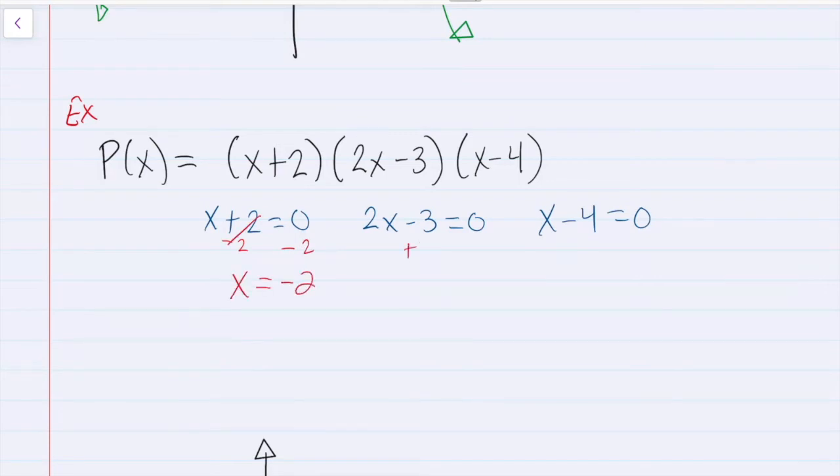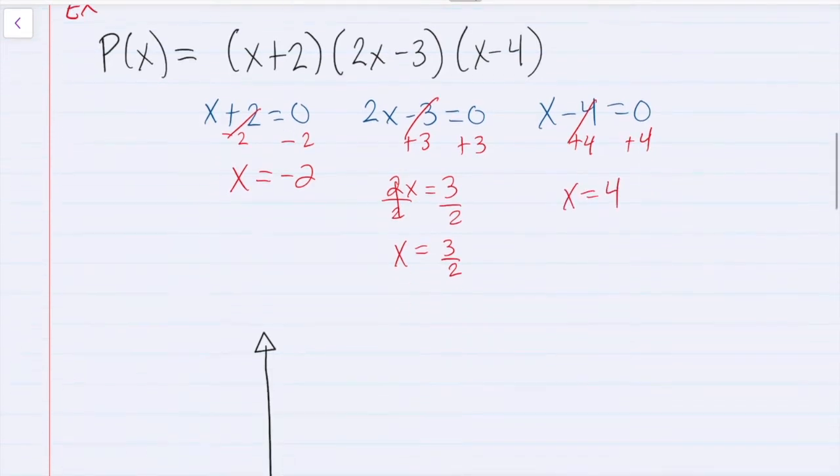Look at this one. Plus 3, 2x equals 3, divided by 2. My other 0, it's when x equals 3 over 2. And finally, when my x equals positive 4. These are my 3 zeros.